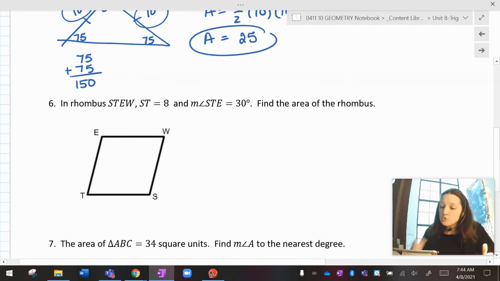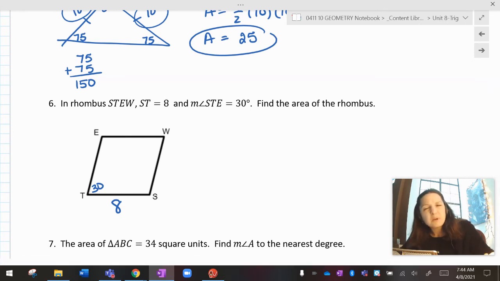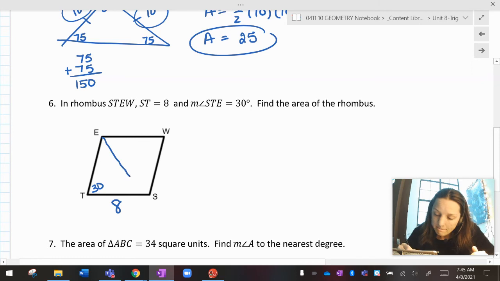In rhombus STUV, ST is 8, and angle STE is 30. Find the area of the rhombus. I thought this video was about the area of a triangle. It is. So if I want the area of a rhombus, I better make some triangles pretty quick. How about I do this? Bing! Now I got a triangle.